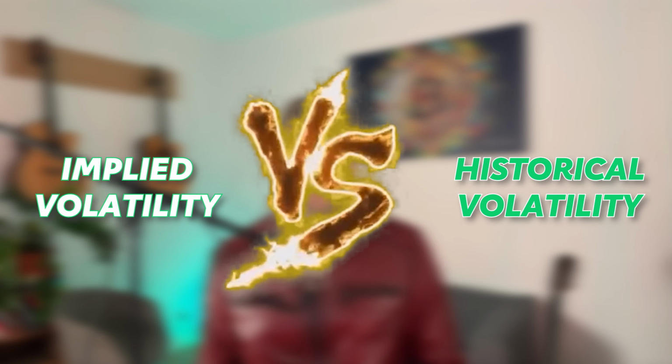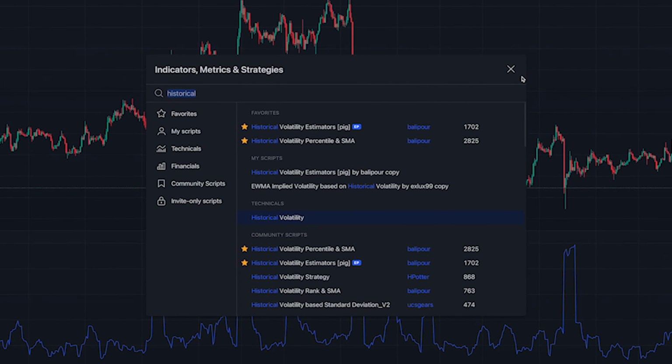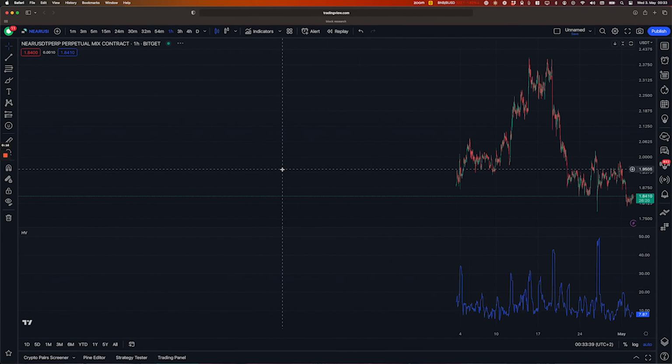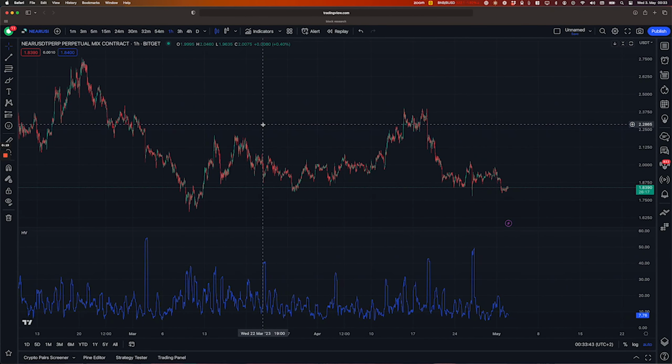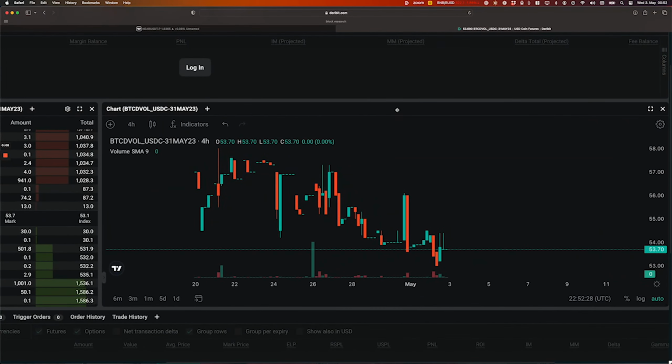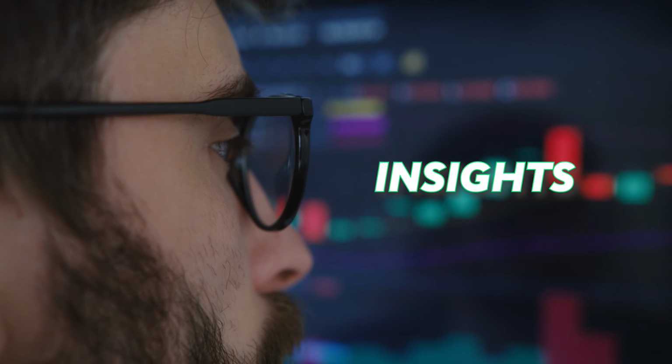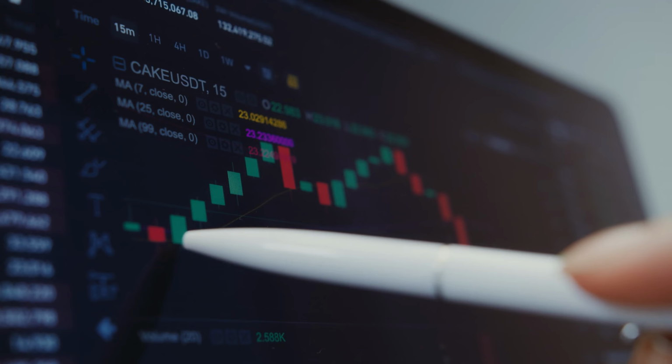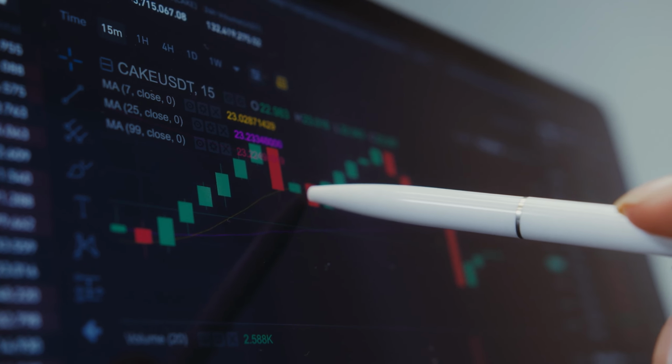And the last one I got for you today is implied volatility versus historical volatility. While historical volatility measures the actual price fluctuations of an asset over a specific period, implied volatility is derived from options prices and represents the market's expectation of future volatility. By comparing those two, traders can gain valuable insights into market sentiment and potential trading opportunities. So those were our 5 insights on volatility.